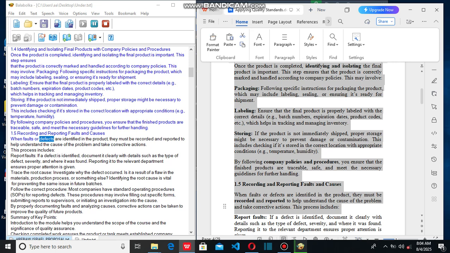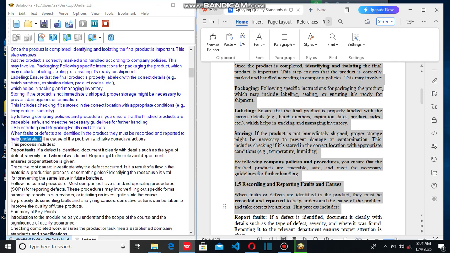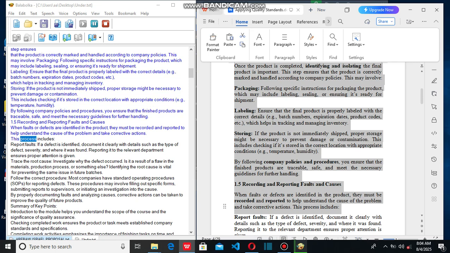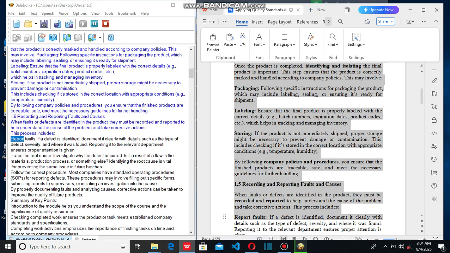1.5 Recording and reporting faults and causes. When faults or defects are identified in the product, they must be recorded and reported to help understand the cause of the problem and take corrective actions. This process includes: report faults.